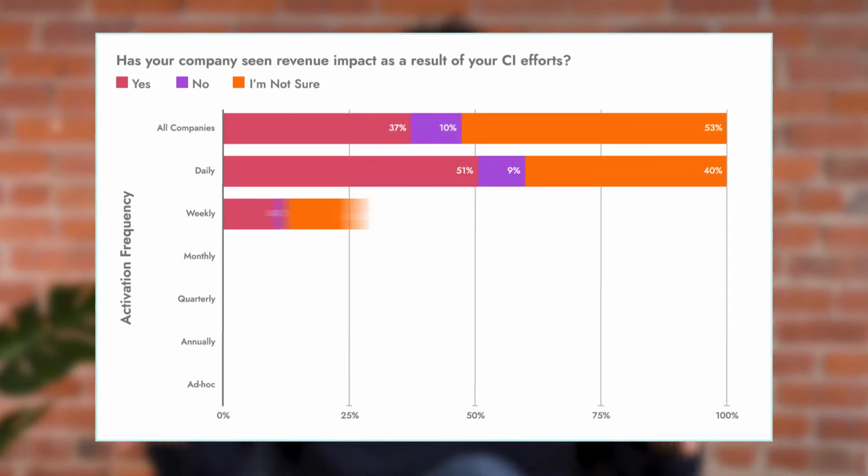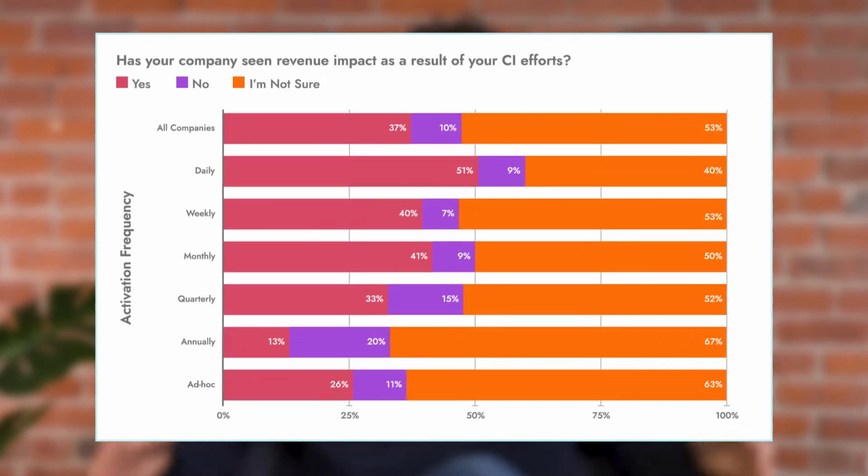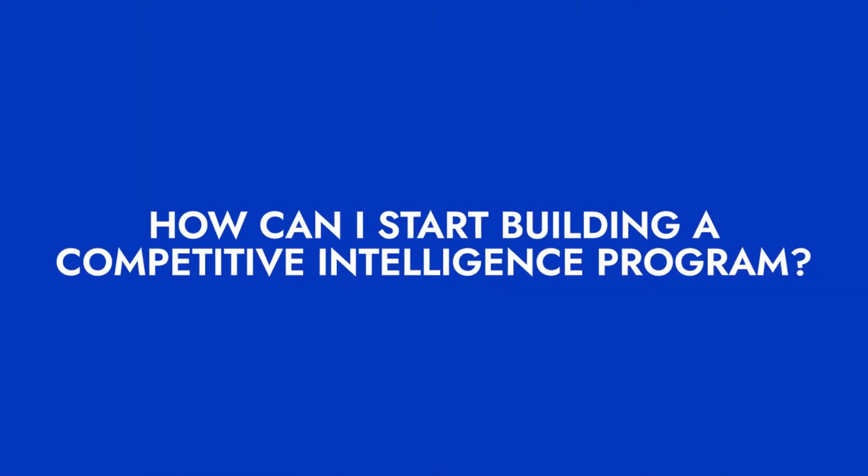Compared to teams that activate intel on an ad hoc basis, those that activate on a daily basis are twice as likely to say their work has directly impacted their company's bottom lines. That being said, revenue isn't the only way you can measure the impact of CI, and we'll return to the subject of KPIs in the final section of this video. The point is that by allowing CI teams to automate their secondary research and focus on the creation and delivery of true, actionable insight, technology has pushed the value of CI to new heights.